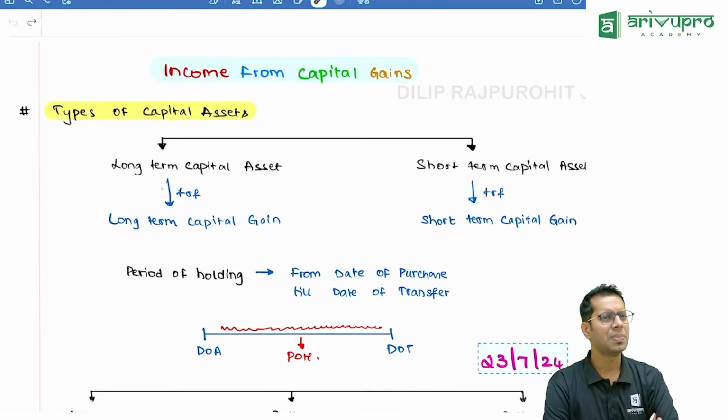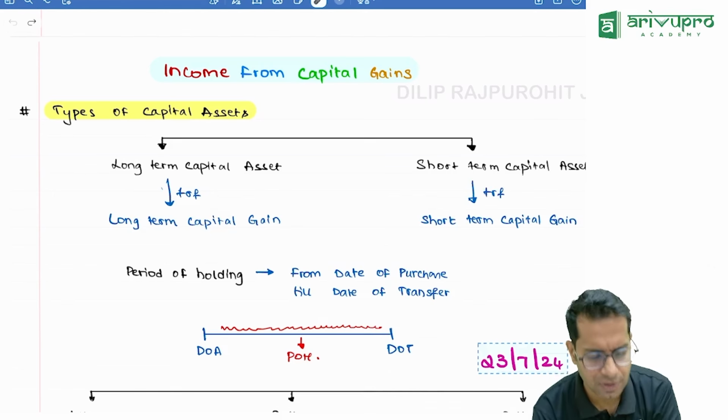and we all know from each head of income there will be one question. Correct? From each head of income there will be one question. Of course, we'll be covering that in marathon. We'll be covering and we'll take the mock test papers also.